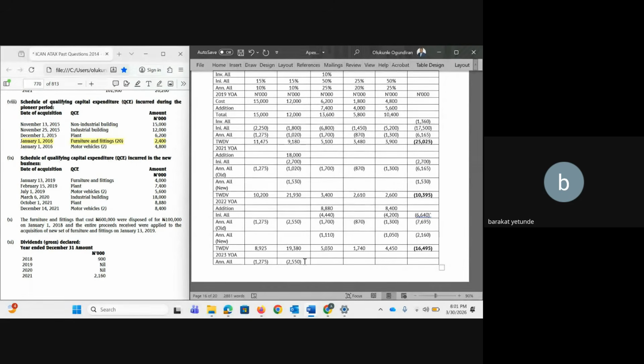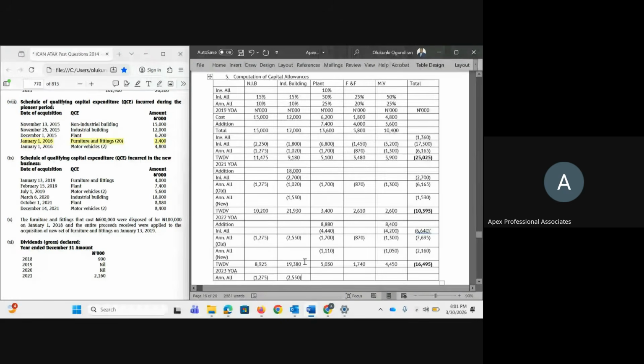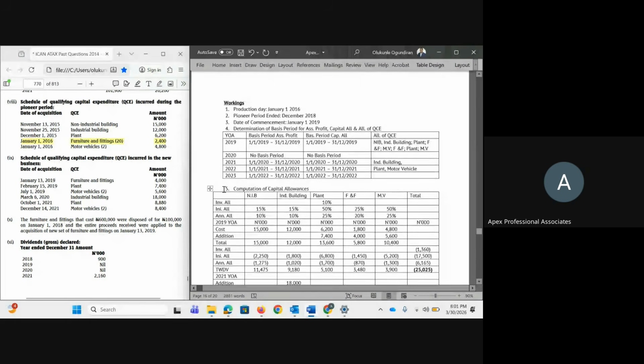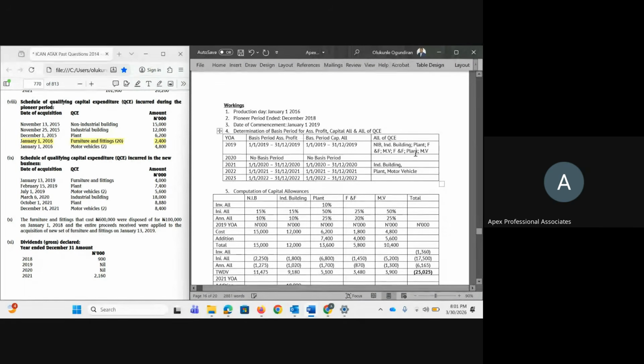I think we've done it. She's correct. So I was saying that you have to be careful because plant has reached the final year of the asset. Plant has gotten to the final year. So how many plants do we have? In the first year, we have 1 plant, 2 plants. Abi, so we have 2 plants in that year.